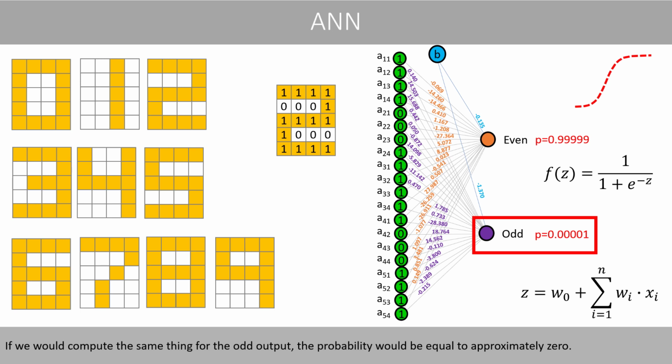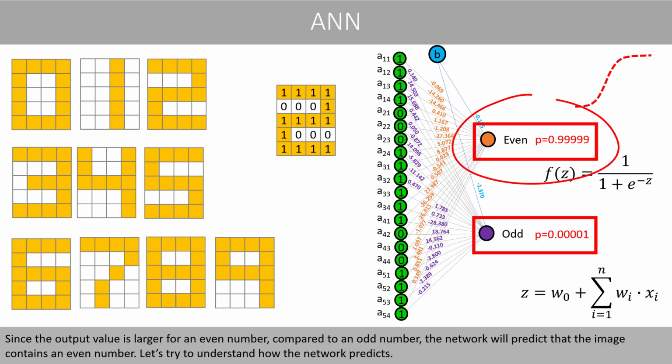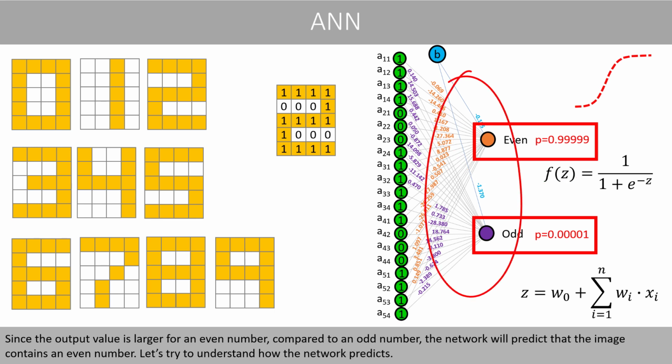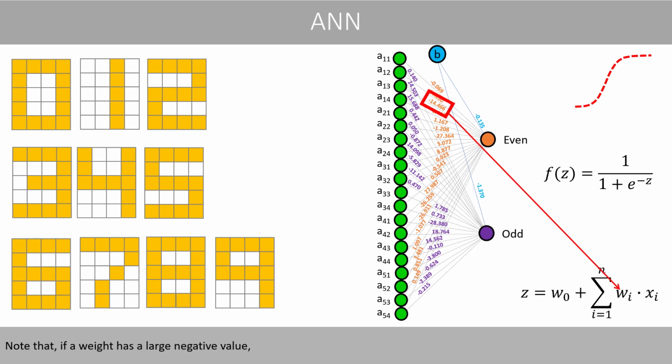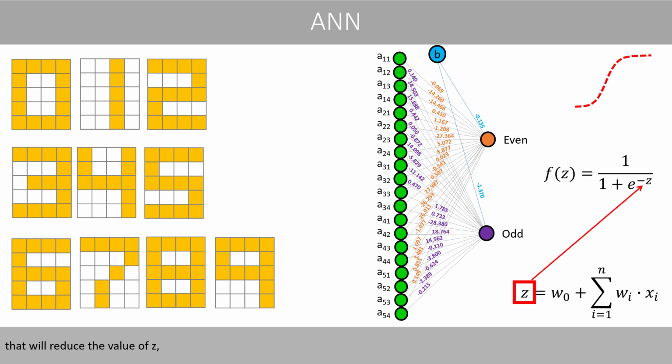If we would compute the same thing for the odd output, the probability would be equal to approximately 0. Since the output value is larger for an even number compared to an odd number, the network will predict that the image contains an even number. Let's try to understand how the network predicts. Note that if a weight has a large negative value, and where the input node is equal to 1, that will reduce the value of Z, which will reduce the probability.